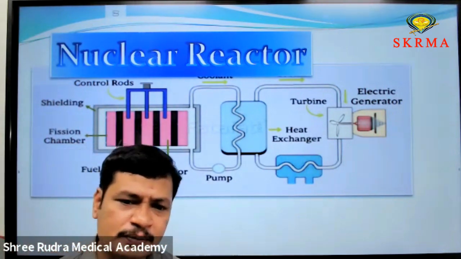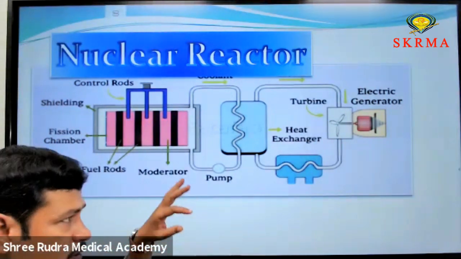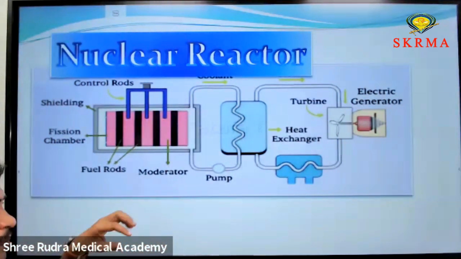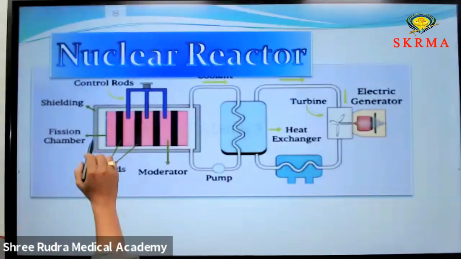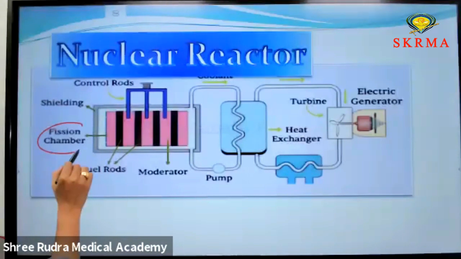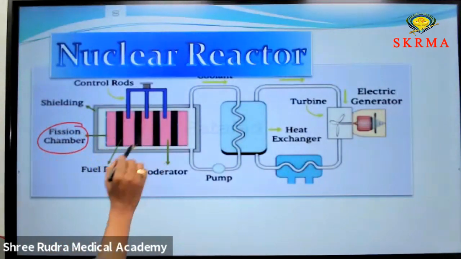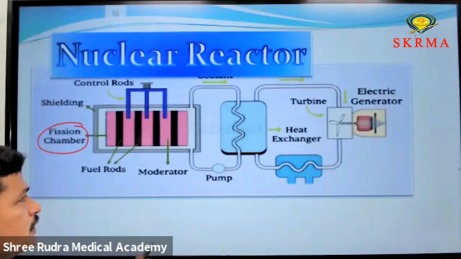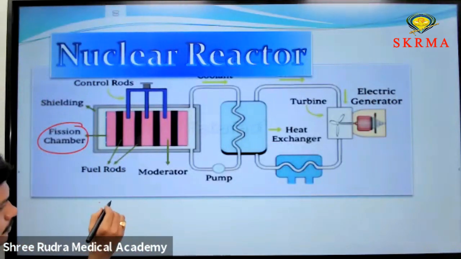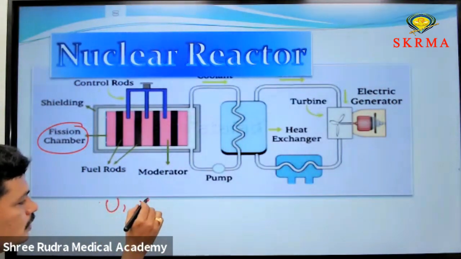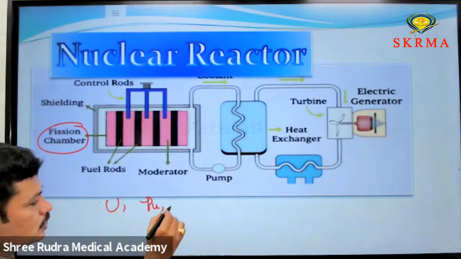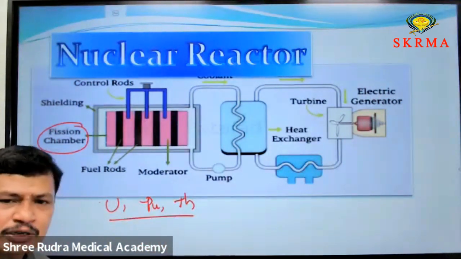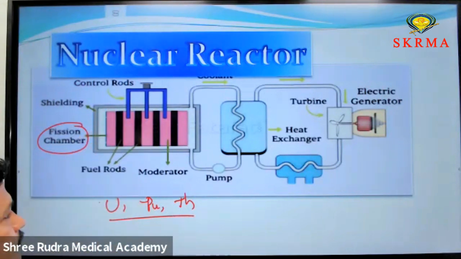The uncontrolled chain reaction that you observe is controlled by some components. What are the basic components? You have to keep in mind, the first is the fission chamber, in which we take fuel rods. Generally fuel rods are uranium, plutonium or thorium, which are radioactive elements.